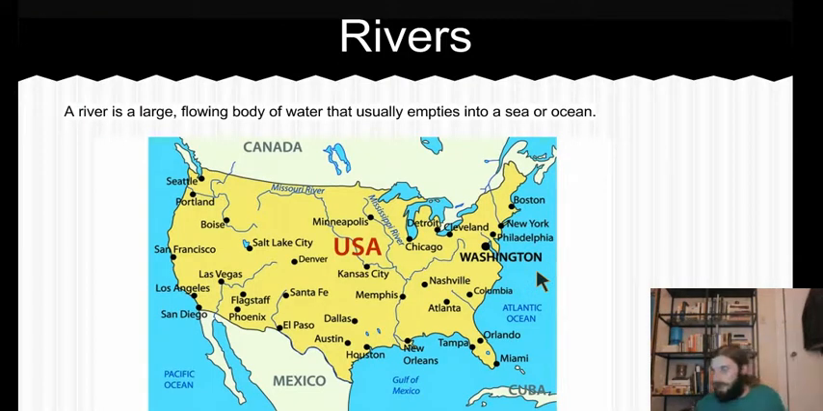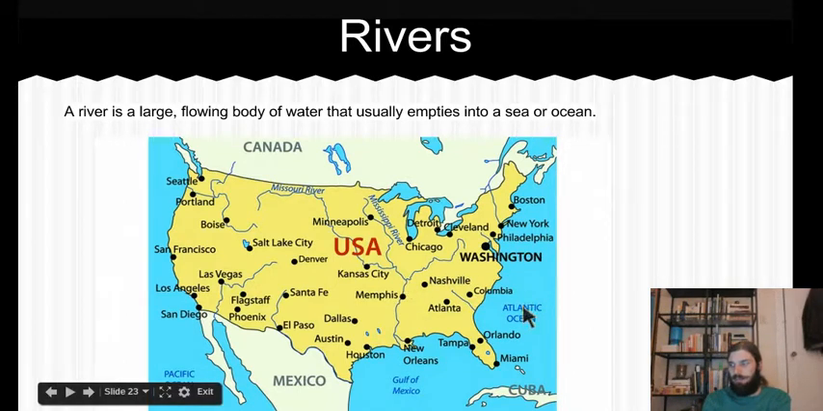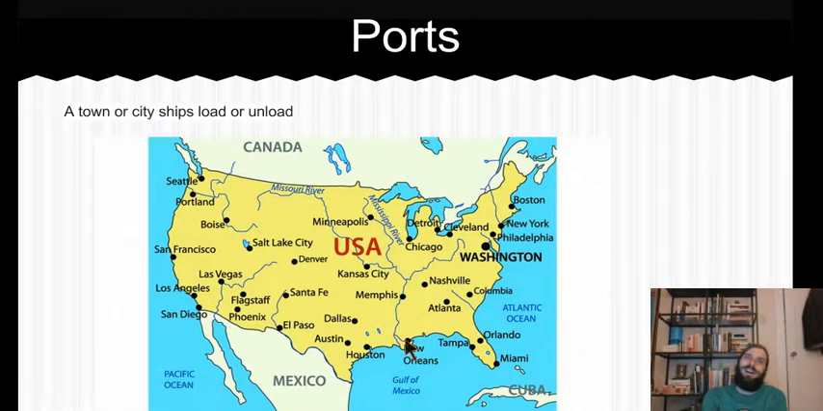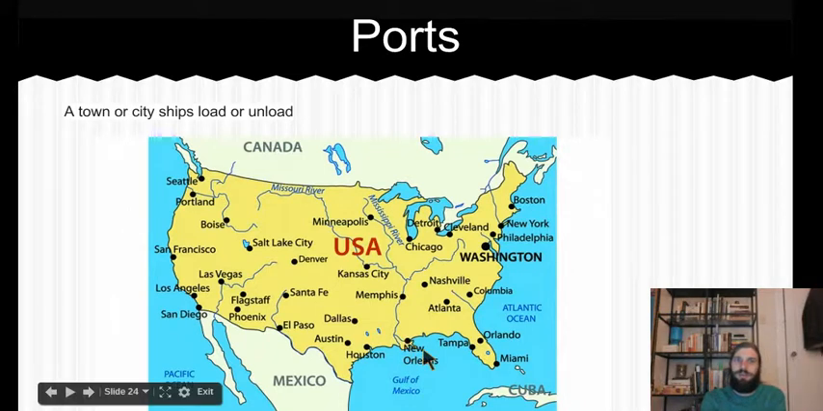Rivers. Okay. Now, rivers are extra important because they help people travel and trade. Before there were highways, people traveled and traded using rivers. Okay? So, in another example of how landforms and geography impact settlement, we see port cities are built on rivers. Okay? What's a port city? A port is a town or city where ships can load or unload. Okay? So, New Orleans is a port city. New York is a port city.